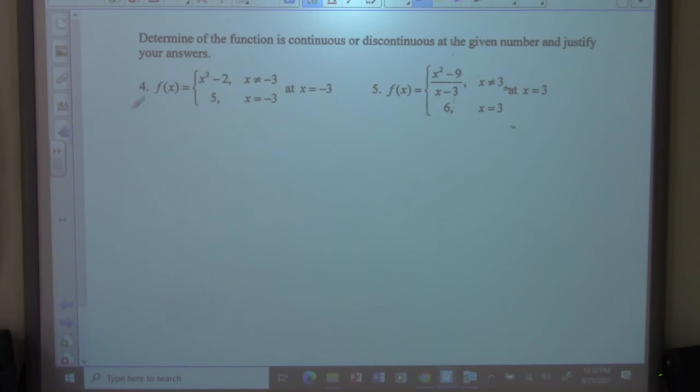So let's go look at number 4. Let's write down the conditions. 1, does f of x exist at -3? So f of -3 exists, and I also like to put down and is equal to what? Five.